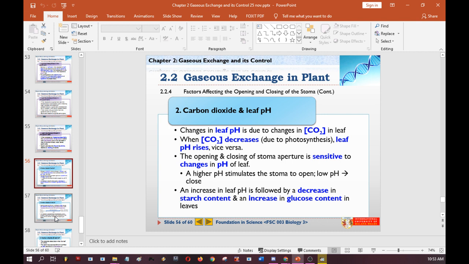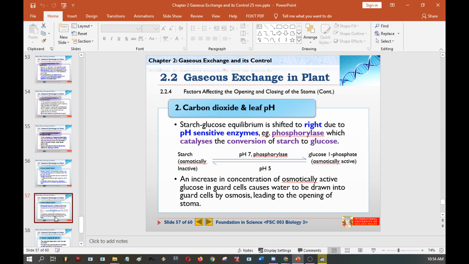So what does it mean? It means that when a leaf has low CO2, or is much more alkaline, it needs more carbon, it needs more food, so it has to do photosynthesis. So the starch-glucose equilibrium is shifted right due to pH-sensitive enzymes.